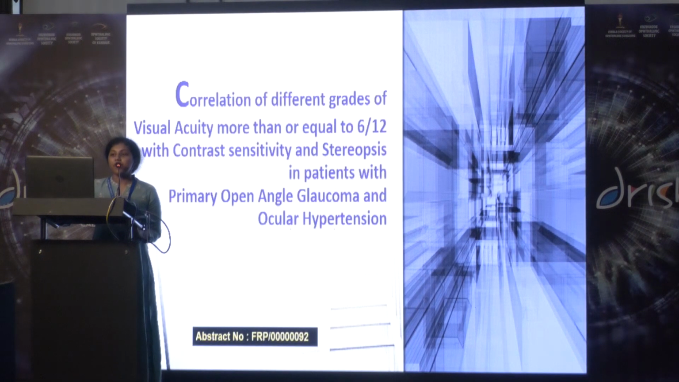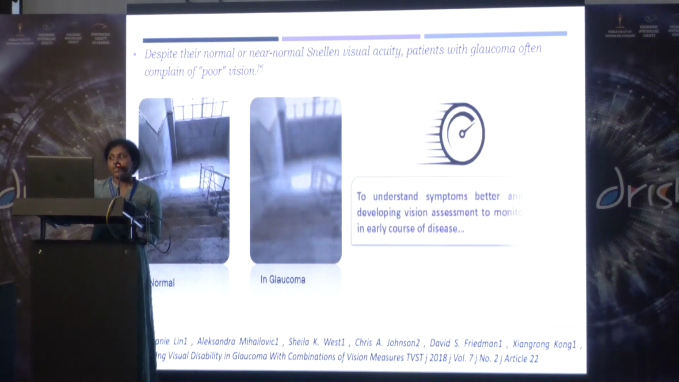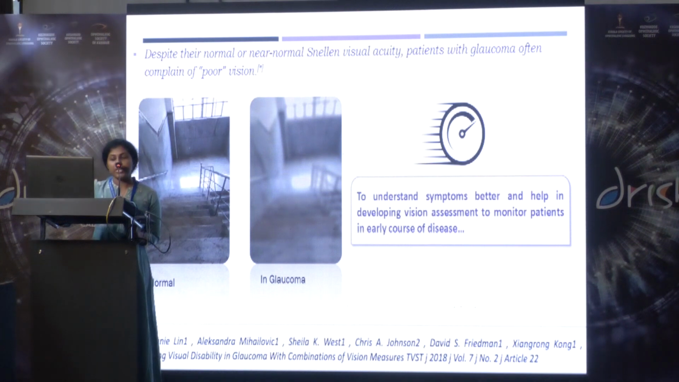Good morning, everyone. I would like to present my study on the correlation of different grades of visual acuity more than or equal to 6/12 with contrast sensitivity and stereopsis in patients with primary open-angle glaucoma and ocular hypertension. Despite their normal or near normal Snellen visual acuity, patients with glaucoma often complain of poor vision. This study was conducted to understand the symptoms better and help in developing vision assessment to monitor patients in the early course of the disease.